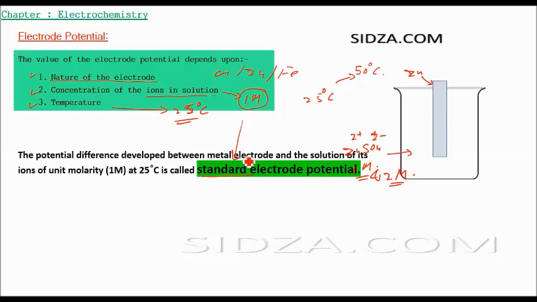So if you want to find the standard electrode potential of zinc, I'll take the zinc rod and insert it in the 1 molar zinc sulfate solution at 25 degrees Celsius. So that means the electrode potential measured at 1 molar concentration and 25 degrees Celsius, that is the standard electrode potential.